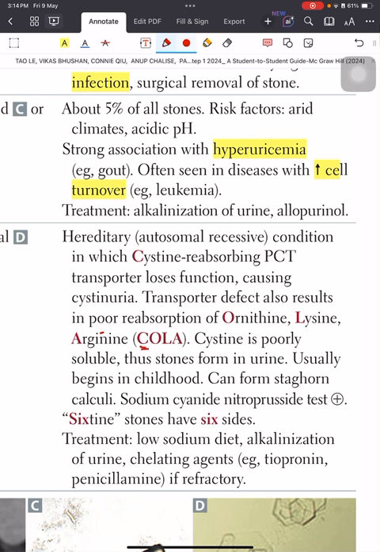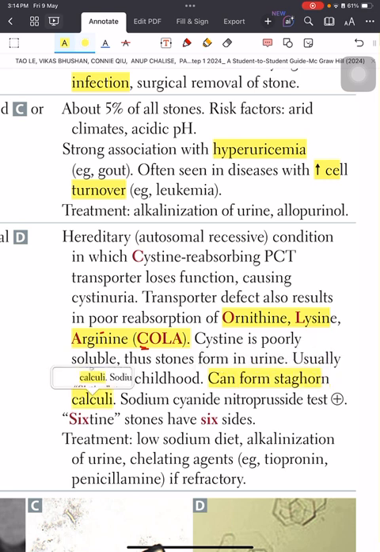So C for cysteine, O for ornithine, lysine, and then arginine. Because of the defect in the poor absorption, the cysteine precipitates, and then it's poorly soluble, so it forms stones in the urine. It usually begins in childhood. I think that's pretty obvious. It's autosomal recessive hereditary, so it starts from there.